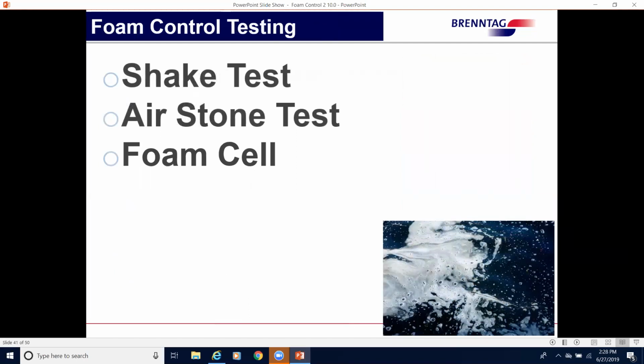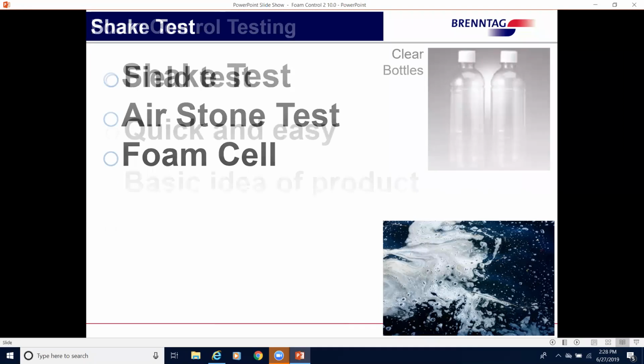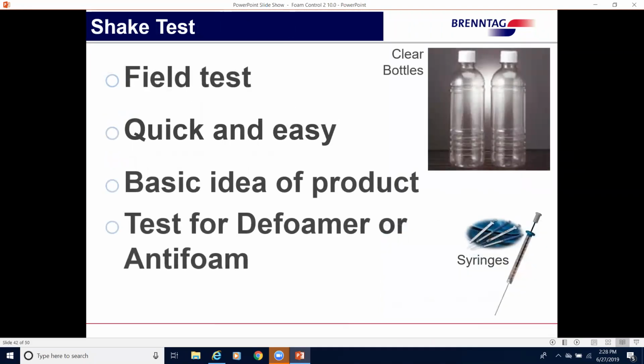So when it comes to testing foam, there's three common ways that we see most often. We have the shake test, the airstone test, and the foam cell. And moving forward, we'll touch on each one of these a little bit.